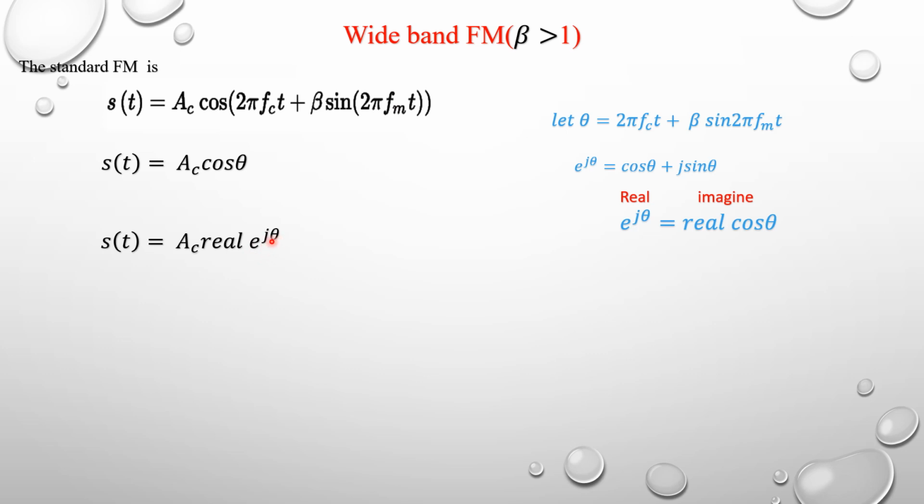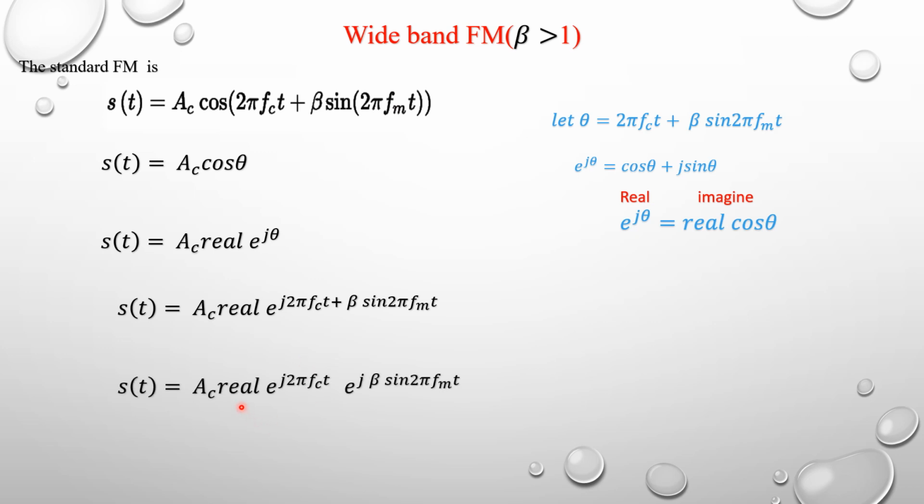We know that theta is equal to 2 pi fc t plus beta sin 2 pi fm t. Just replace theta with the equivalent value. So s of t is equal to Ac real part of e to the power j(2 pi fc t plus beta sin 2 pi fm t). The exponential terms are j 2 pi fc t plus beta sin 2 pi fm t. Then you rearrange the equation: s of t is equal to Ac real part of e to the power j 2 pi fc t into e to the power j beta sin 2 pi fm t.